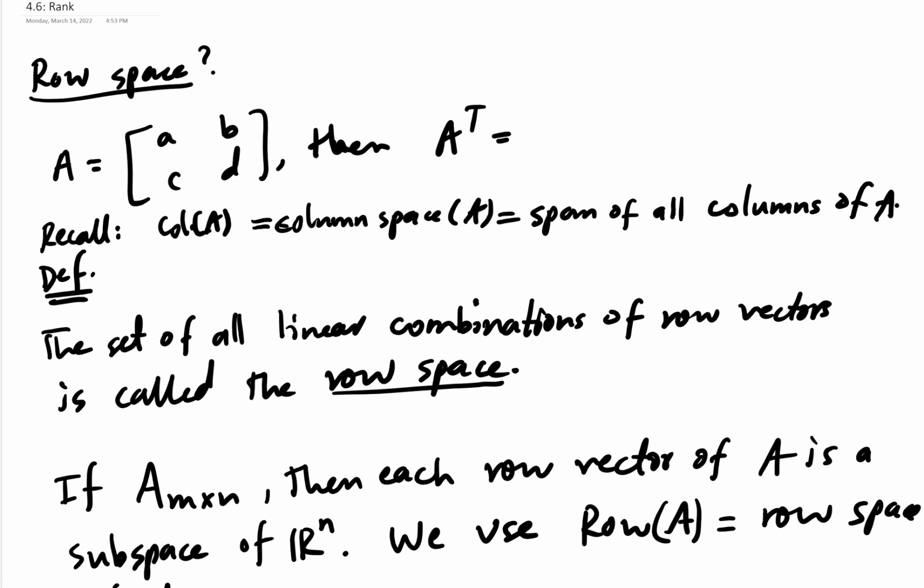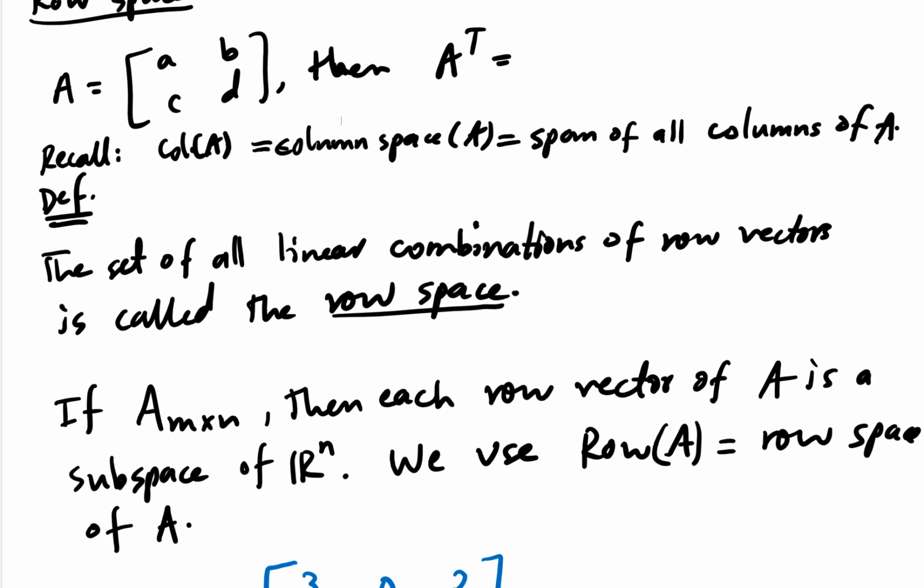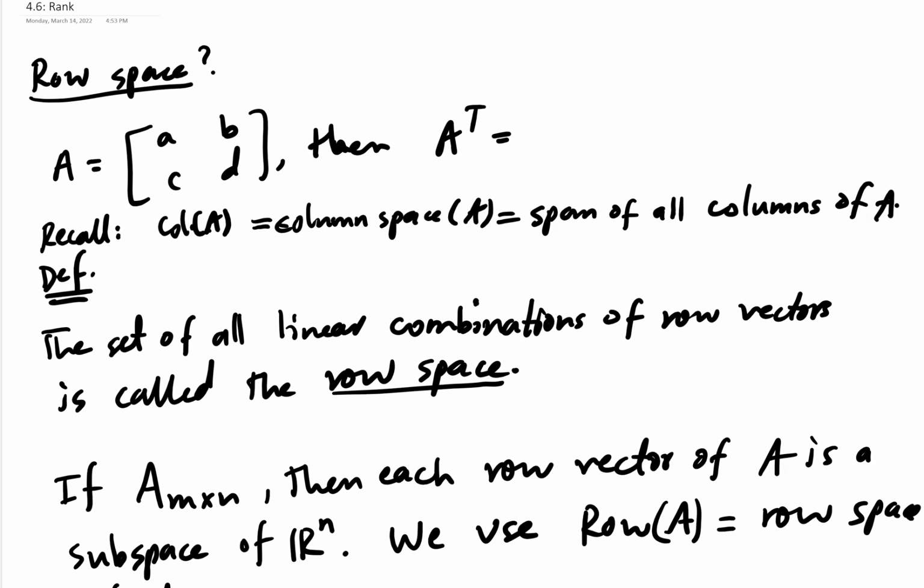So Math 26, section 4.6, the rank. Before we start with the rank, that would be the second half of the section. The first half of the section, we'll talk about what we call row space. Before, we talked about column space of a matrix. Do you guys remember that? Yes. Here we're going to learn about the row space.